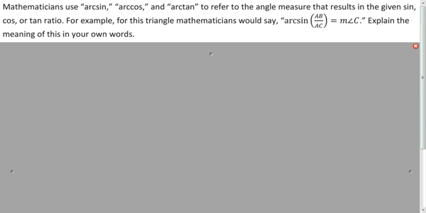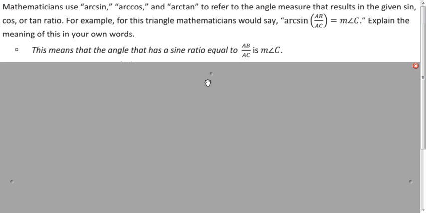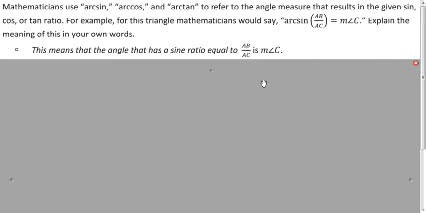Well, hopefully, you noticed that it has something to do with figuring out the measure of the angle. So now we're kind of working backwards. The meaning of arc sine of this ratio means that we're finding the measure of an angle that has a sine ratio that's equal to AB over AC.